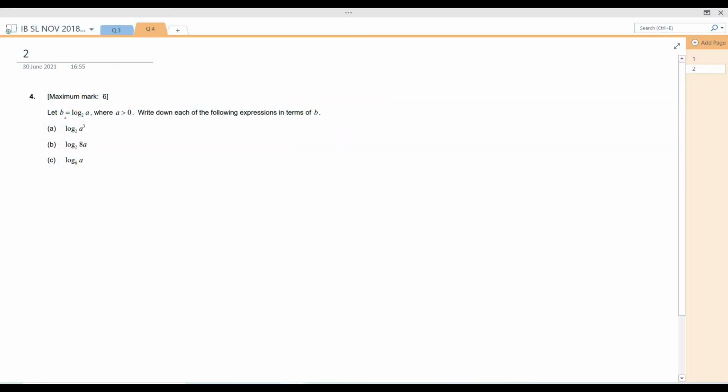Let b equal log base 2 of a, where a is greater than 0. Write down each of the following expressions in terms of b. The first is given as log base 2 of a cube.